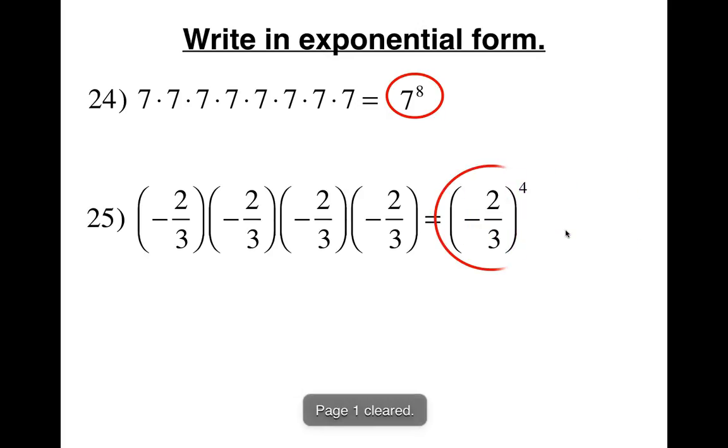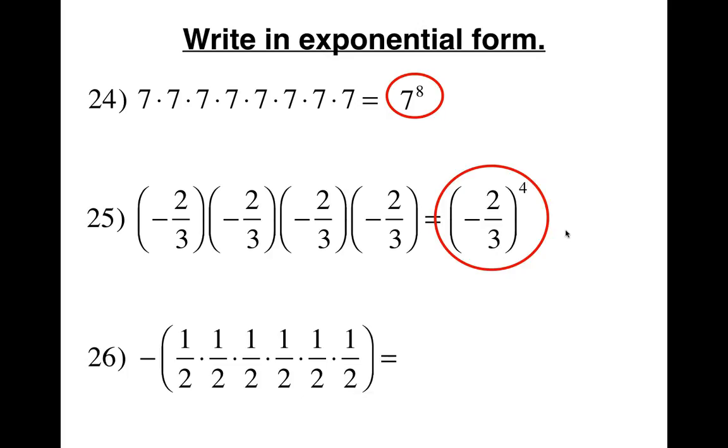Okay. So let's look at number 26. What about this? What number is actually being repeated over and over and over? The answer is 1/2. So again, hopefully you understand already that fractions definitely need parentheses. Without them, it looks very misleading. So notice there's still a negative out here. This means that you're taking the opposite of it. So I'm going to go ahead and keep it on the outside. And let's see, 1/2 was repeated 1, 2, 3, 4, 5, 6 times. So I'm going to go ahead and raise it to the sixth power. And there you have it.